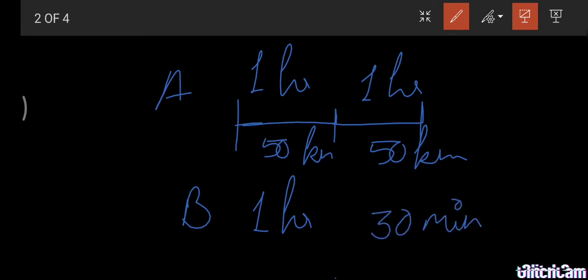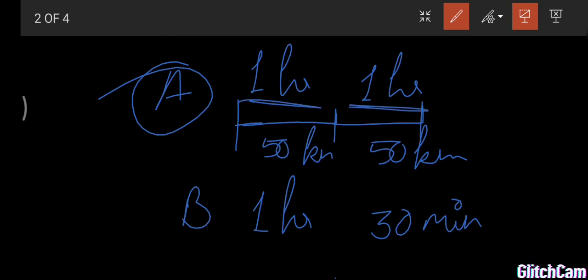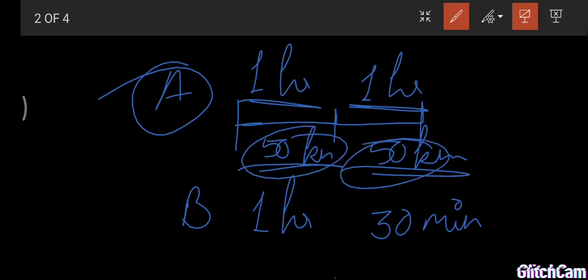Now which is uniform? Here the vehicle A covers a uniform motion. Why? Because the intervals of time are equal and the distance covered is also equal. So equal distance is covered in equal intervals of time. But in case B, the distance is equal but the time taken is unequal. So this is an example of non-uniform motion.